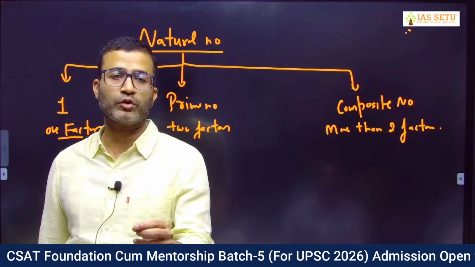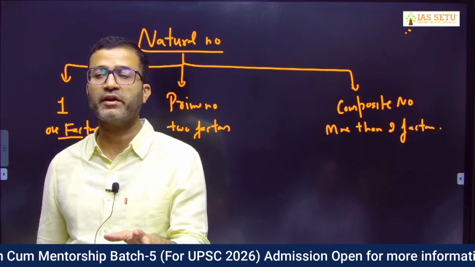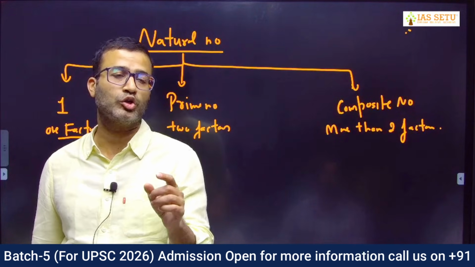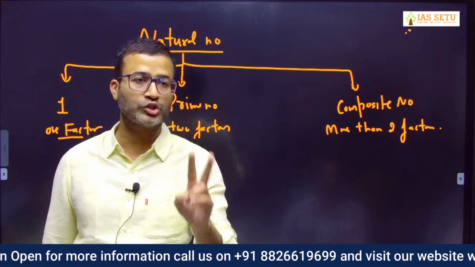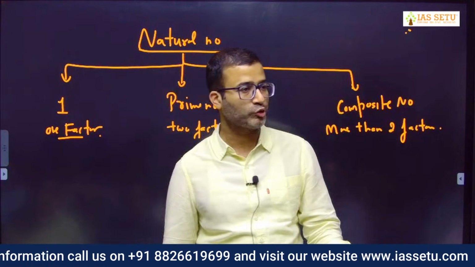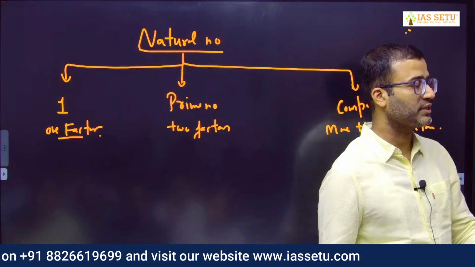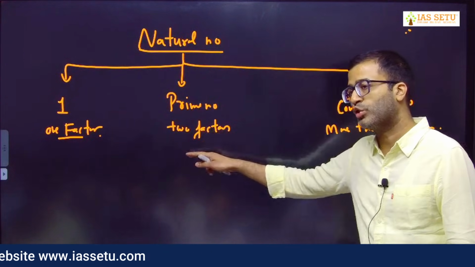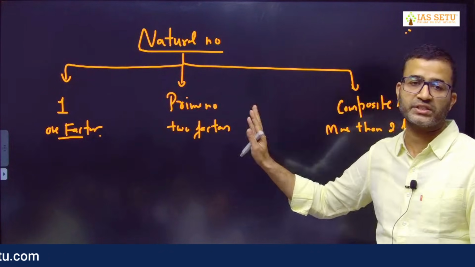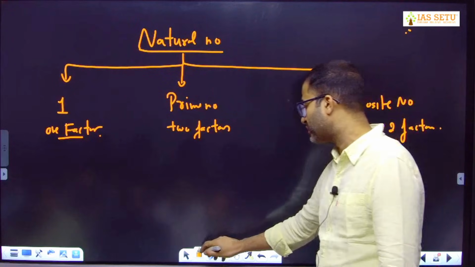Or you come across, most of the time, the definition: prime numbers are those that are divisible by 1 and the number itself. It means prime numbers are those natural numbers which have exactly two factors, and these two factors are nothing but 1 and the number itself. That's why prime numbers are those divisible by 1 and the number itself only. Example, you can see 2.